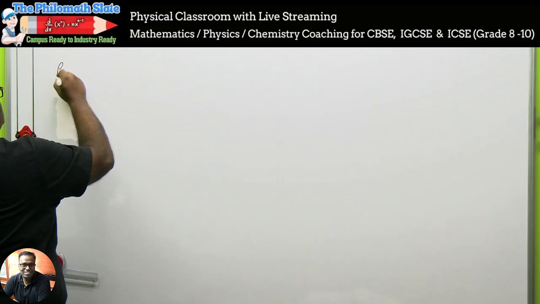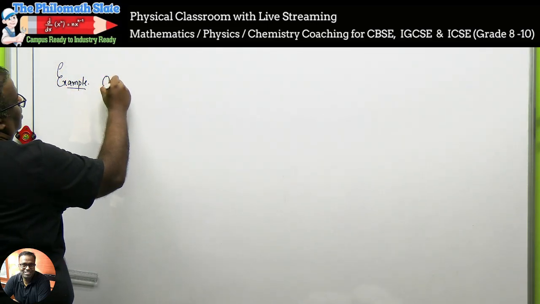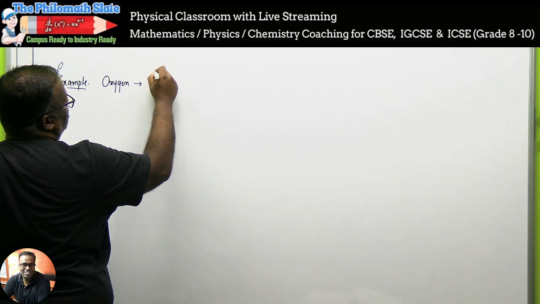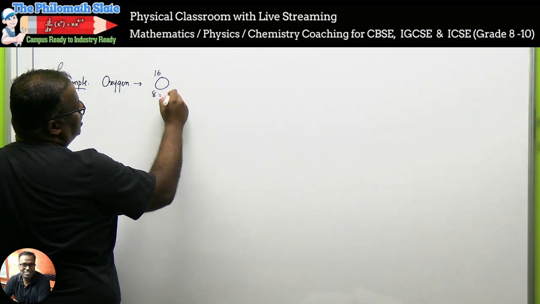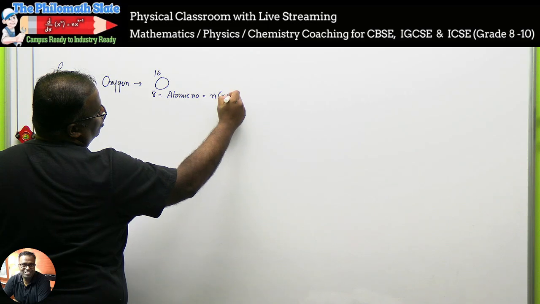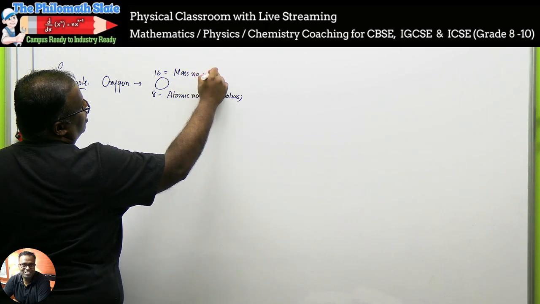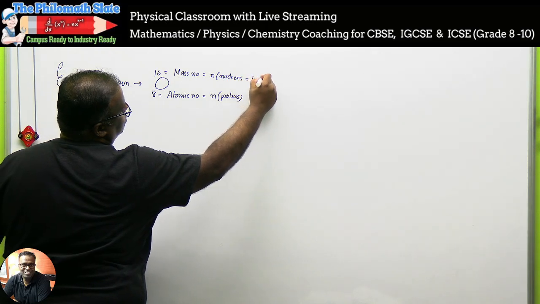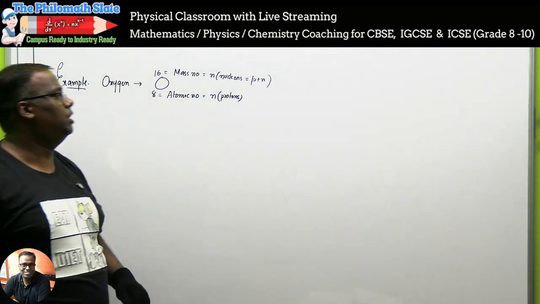Let's take for example, oxygen. Oxygen represented by O, atomic number 8, mass number 16. Right? What is this known as? This is known as atomic number, which is equal to the number of protons. And this is the mass number, which is equal to the number of nucleons. And nucleons means protons plus neutrons. Okay? Understood? Okay. This is mass number.